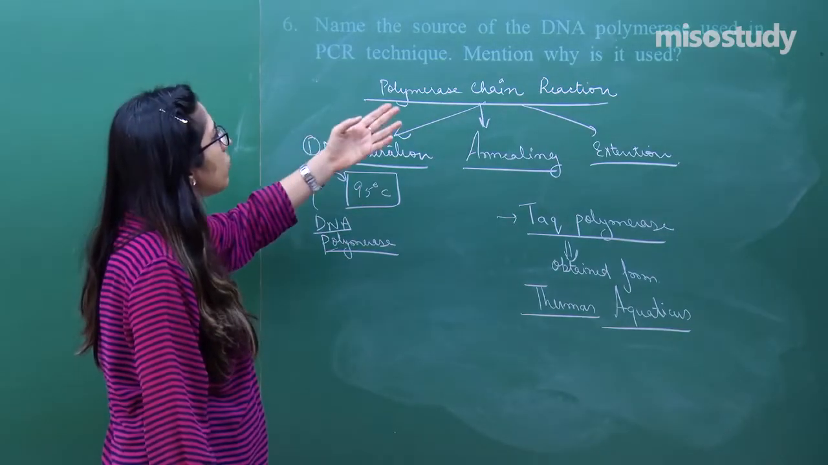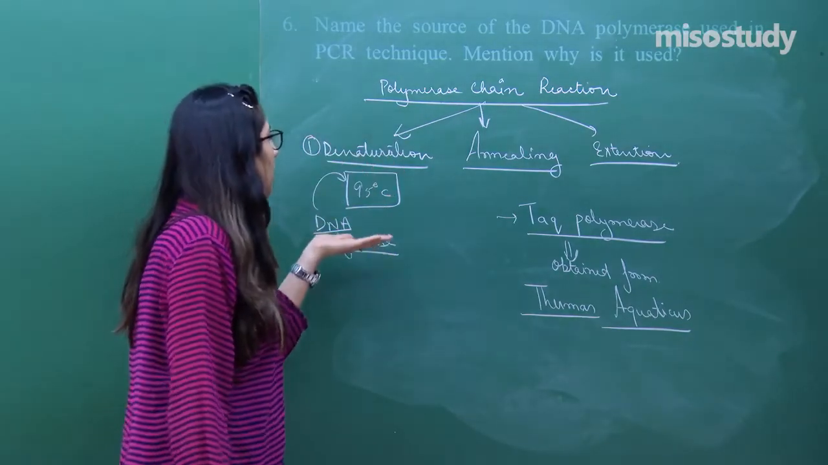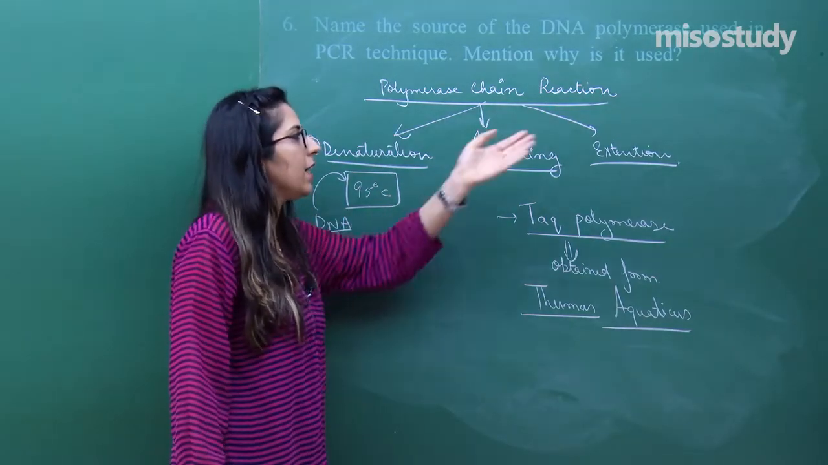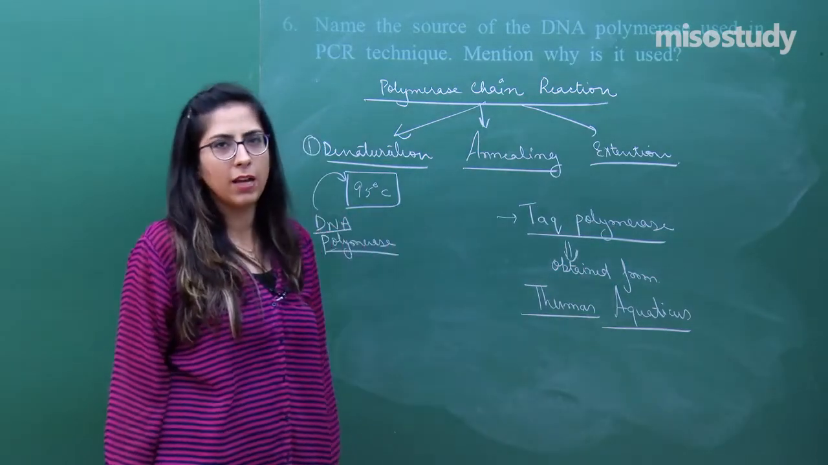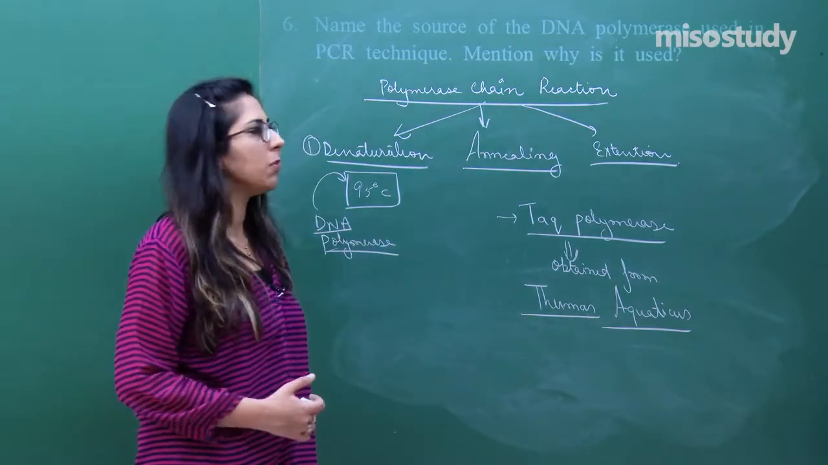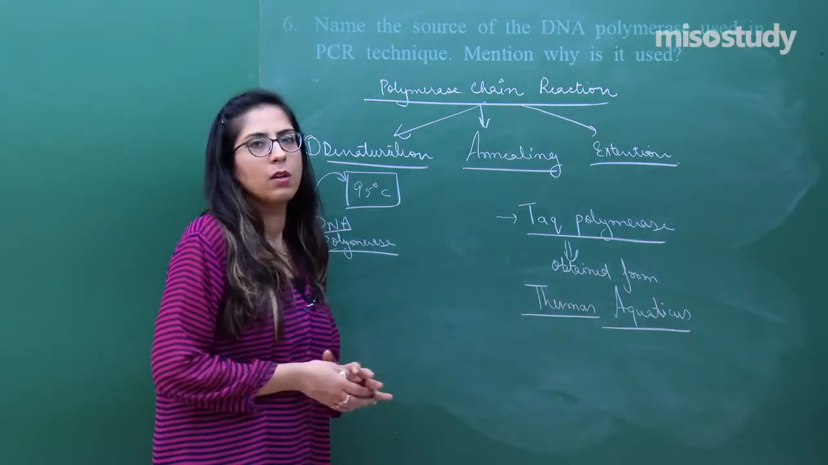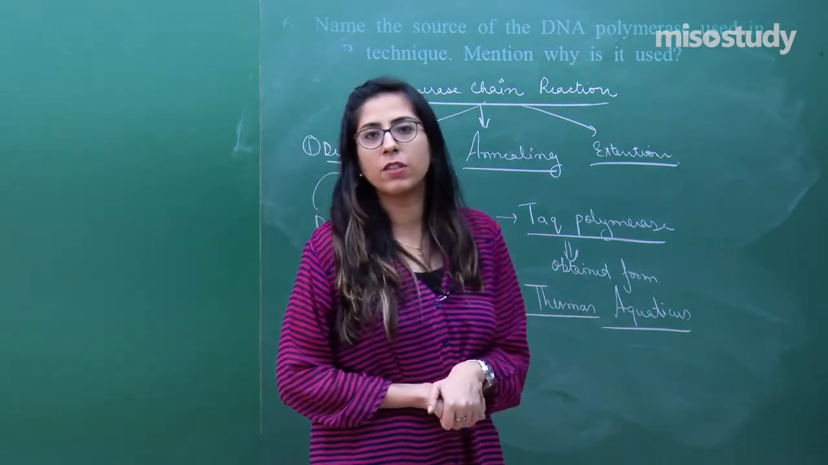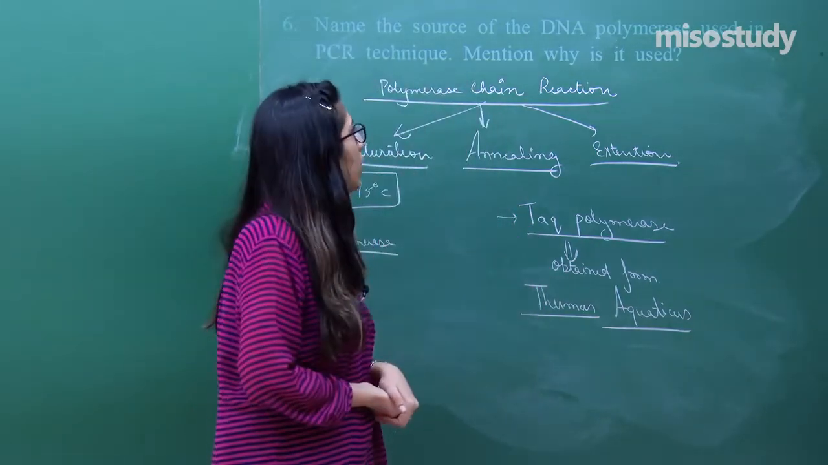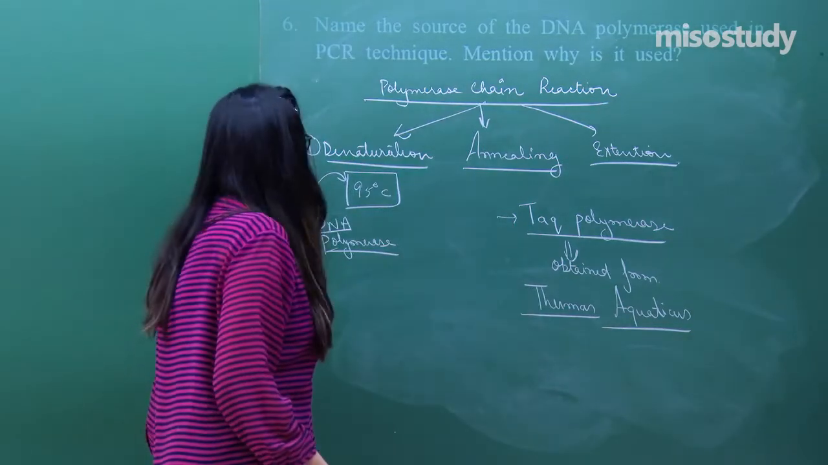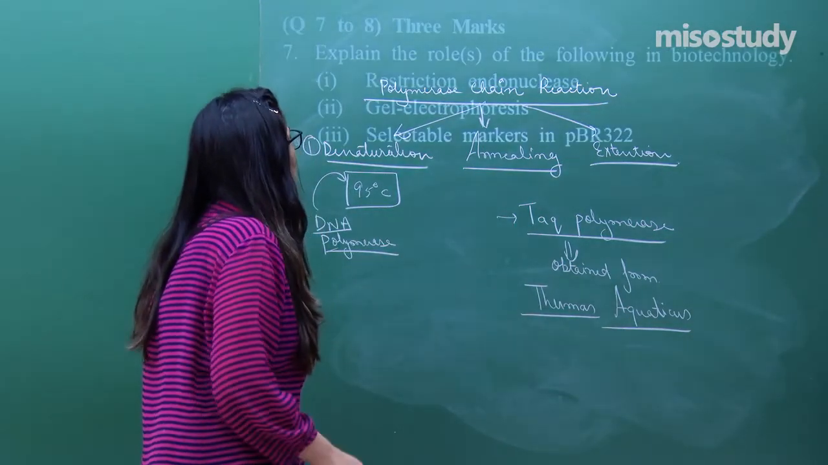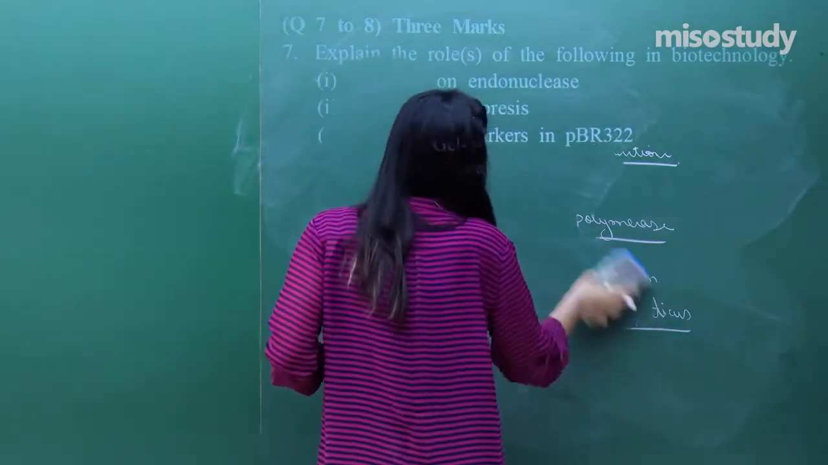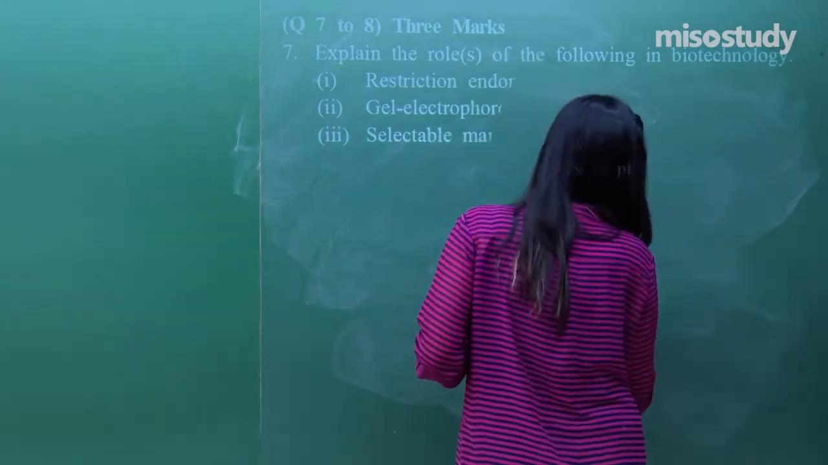And that is the source of the DNA polymerase, and why it is used: because the temperature during the denaturation step is very high, and also adding the DNA polymerase again and again at the extension time is very difficult and very time consuming. That's why Taq polymerase, which is obtained from this bacteria which lives in a hot spring, can easily survive this high temperature. So this was question number 6. Now let us move towards another category of question, that is the seventh question, and that is a question of 3 marks.